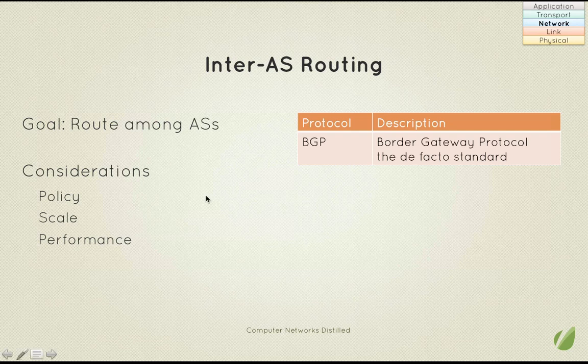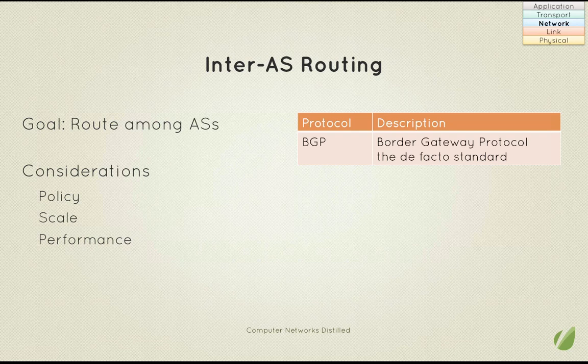You see, that's one big point that's new on Inter-AS routing protocols. In this case, policy may be more important than performance. It may be more important that this route not go through some foreign country than it be fast. Or it may be important to keep data from going over a competitor's network. So policy is important. Scale is also important.